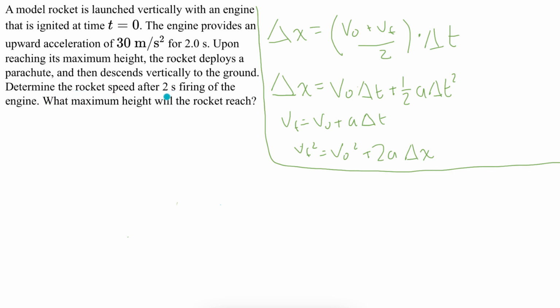Determine the rocket speed after 2 seconds firing of the engine. What maximum height will the rocket reach? So to find the maximum height, we first need to find the height it gains when it's accelerating.